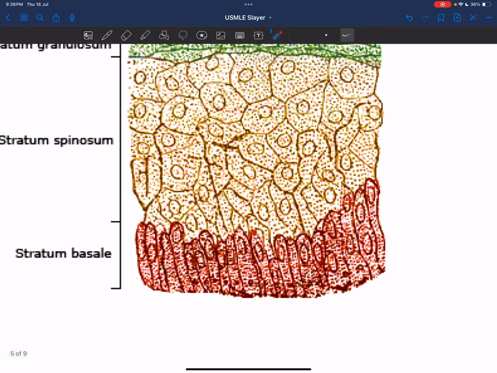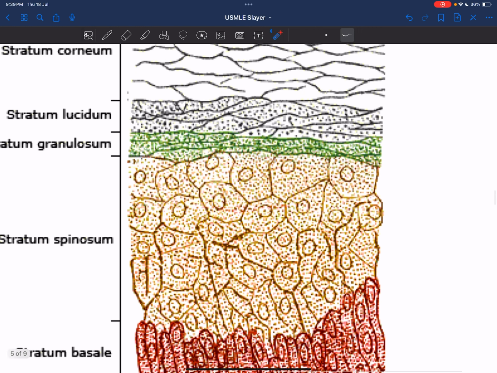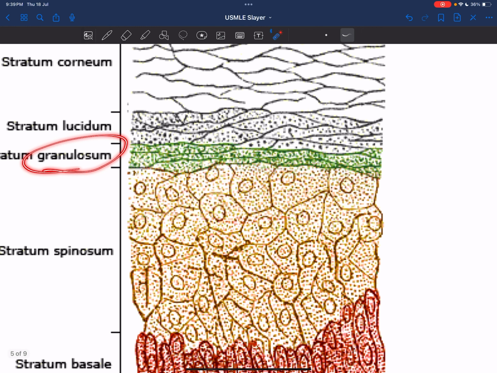Desmosomes attach the cells to their adjacent cells. This cell is attached to these cells by desmosomes, so it's attaching cells to nearby or adjacent cells. And this only happens in the spinosum and basal layers. You might wonder why, because the granulosum is basically keratin filaments and the rest are dead cells, okay?